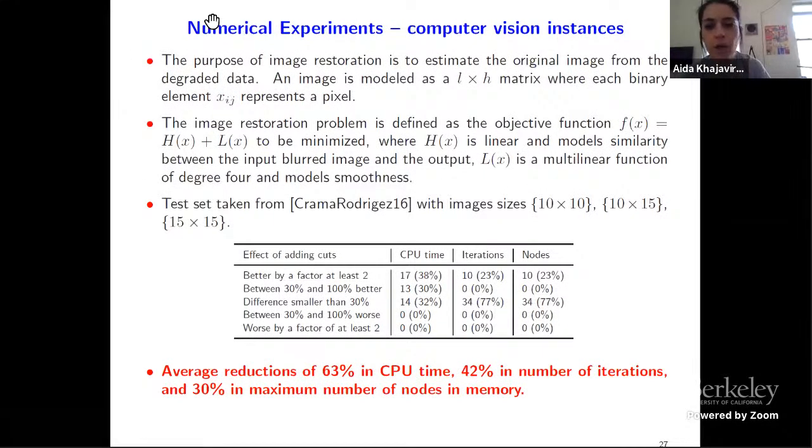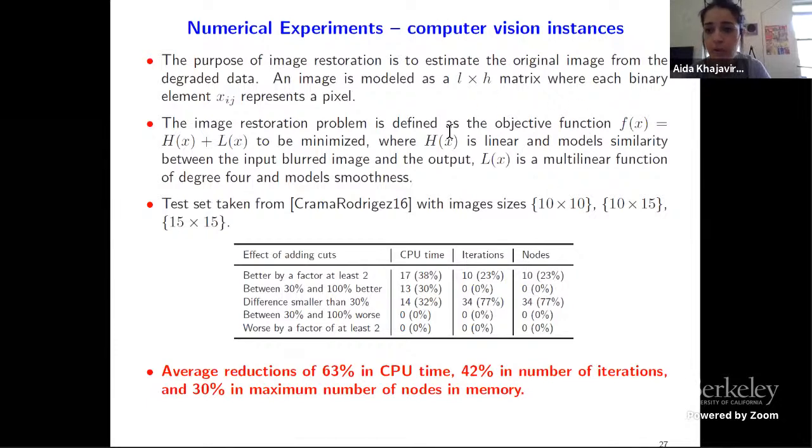This is a problem in computer vision. It's called image restoration. So you have a blurred image and you want to understand what was the original image. That can be written as an unconstrained polynomial optimization of degree 4. So unconstrained 0, 1 polynomial optimization of degree 4. If you look at the hypergraph of these, they are not even beta cyclic. So they have beta cycles.